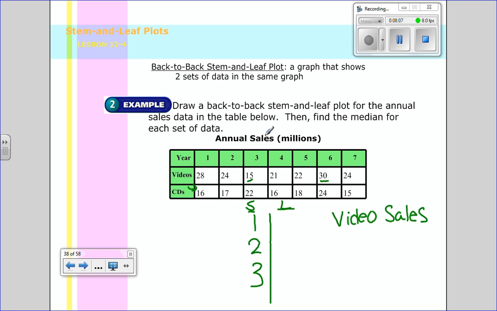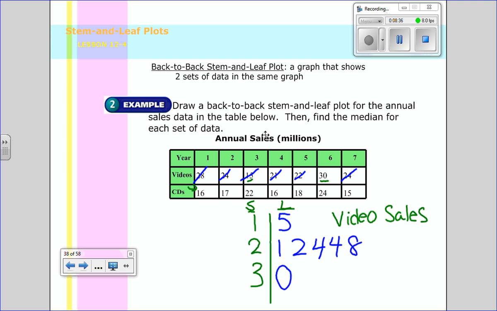So looking at my videos, in the 10s, I have a 5. In the 20s, I have 21, 22, 24, 24, 28. And then in the 30s, I have a 0. And again, I have my first stem and leaf. I have my data, I have my title, I could put in my key. Well, actually, I'm going to save that till the end because there's another way to do it.